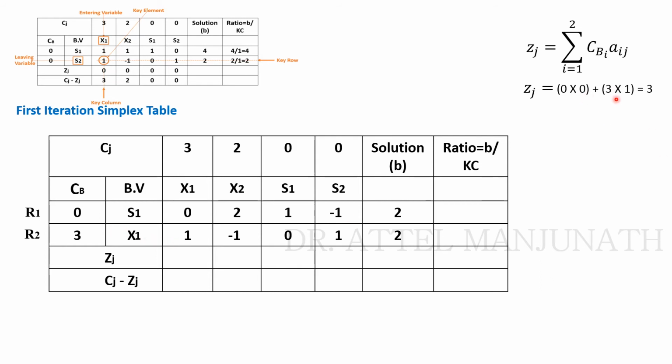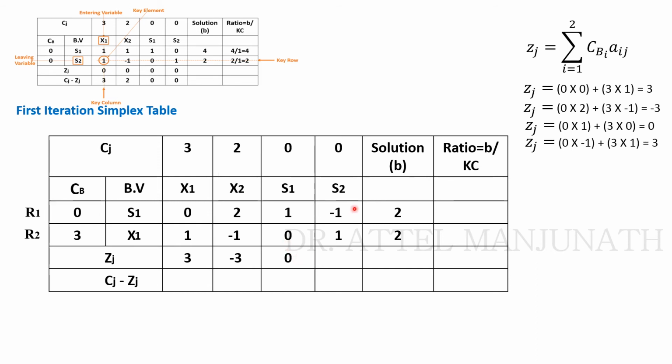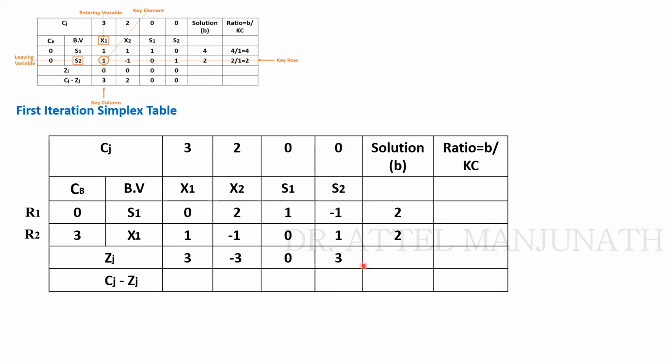So 0 into 0 becomes 0, 3 into 1, it is 3. So write down 3 here. Similarly, take for the second coefficient values, 0 into 2 plus 3 into minus 1, it will give you minus 3 here. Similarly, you can calculate for 0 into 1, 3 into 0, it will be 0. Similarly, 0 into minus 1 plus 3 into 1, it will be 3.